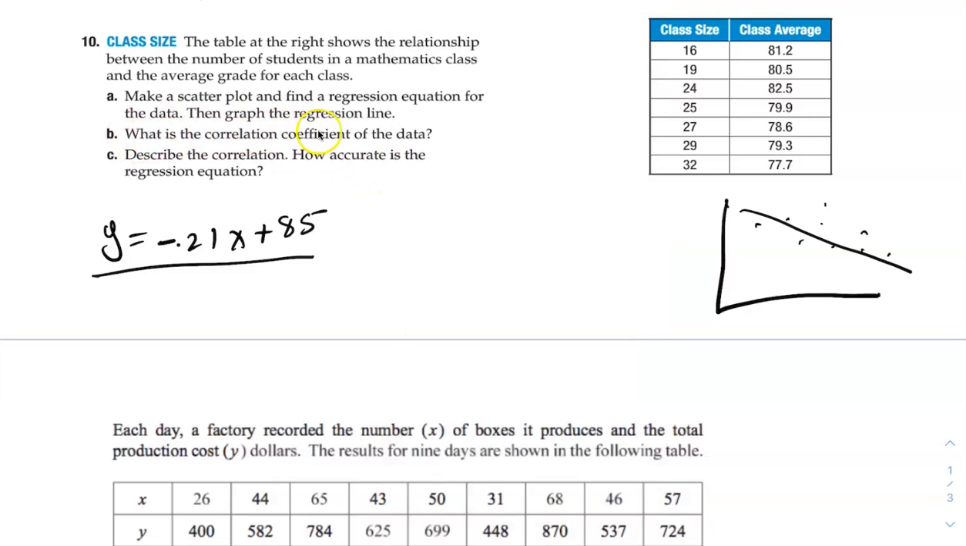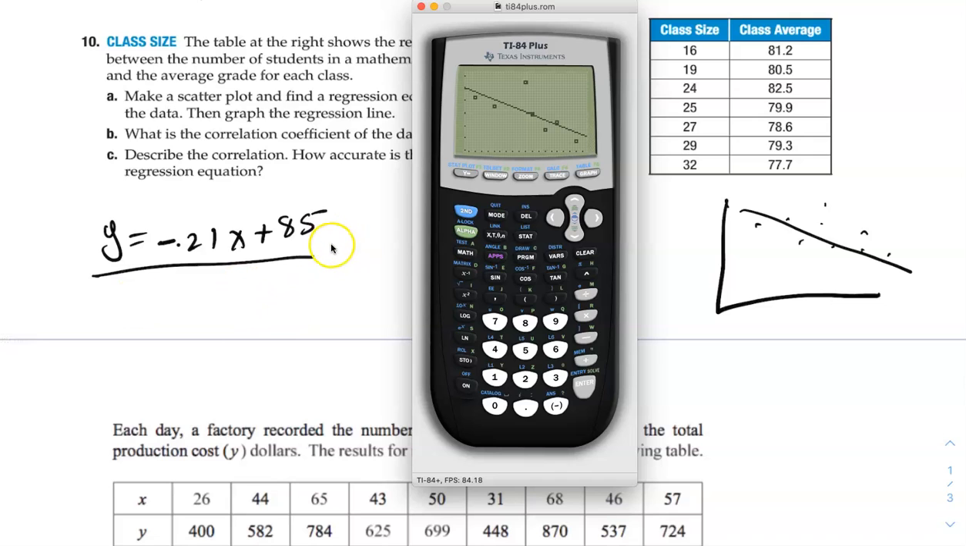What's the correlation coefficient of the data? The correlation coefficient is the R. Not all calculators have this; you have to have at least a TI-84. So I generally don't ask this on a quiz or test, because you have to have a TI-84 at least to find this.